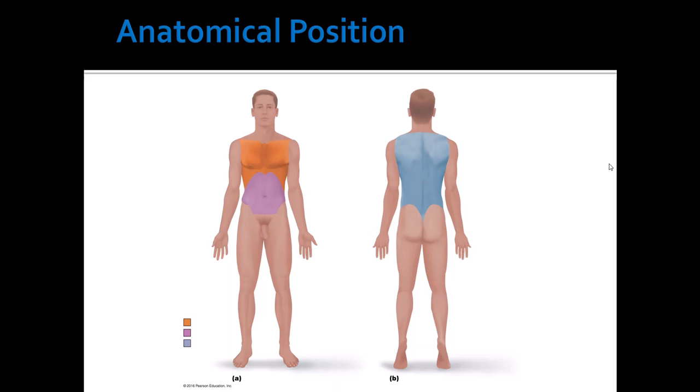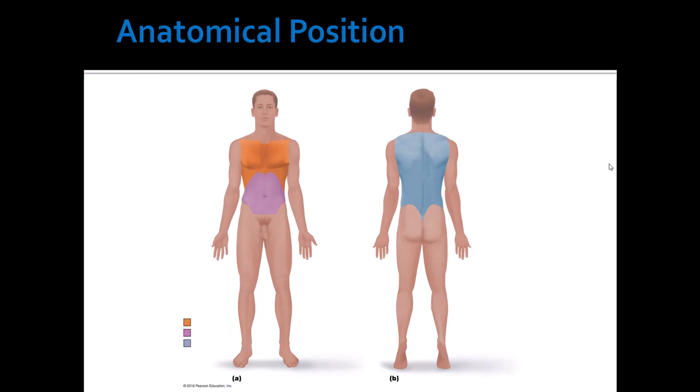So you should be standing with your feet roughly shoulder length apart, your arms kind of hanging at your sides with your palms facing forward and your thumbs facing away from you. This is our starting point. When we look at all of the other terminology, the reference for it is always this here, an anatomical position.